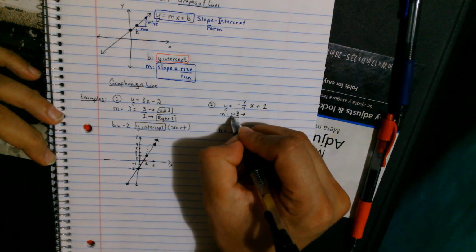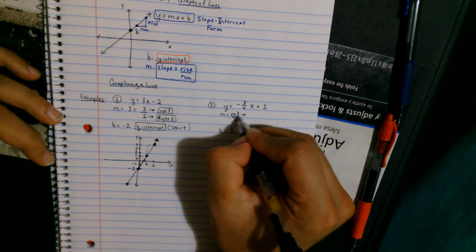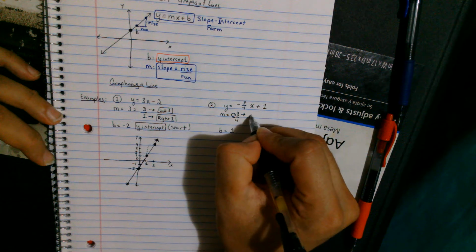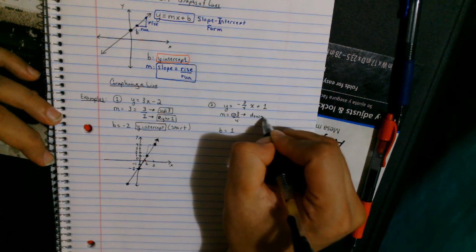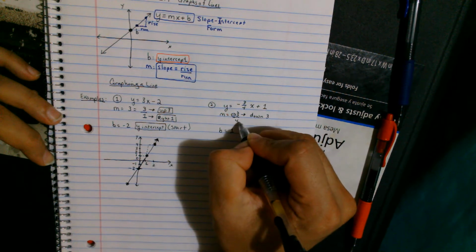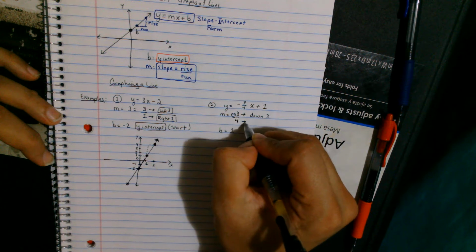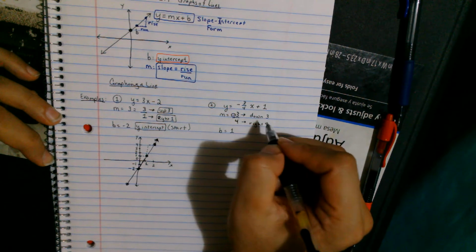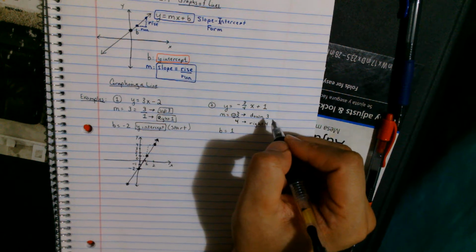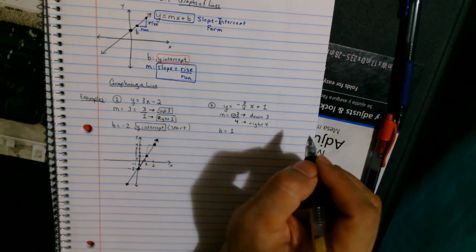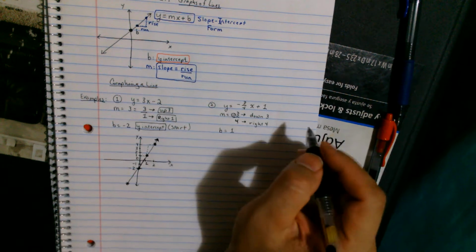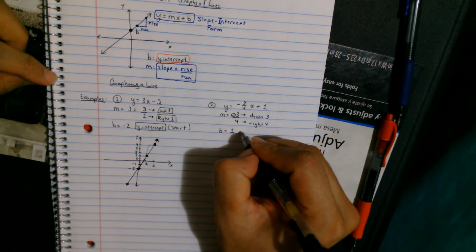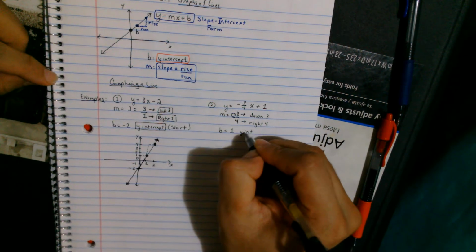Because this is negative on top, and this is vertical, up or down, this would be down 3 spots. Because the bottom is positive, this means right. So the top number means up or down, positive up, negative down. The bottom number means right or left. Bottom is positive, you go right. Bottom is negative, you go left. Your y-intercept is positive 1.